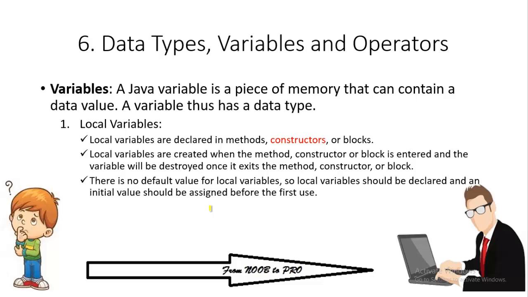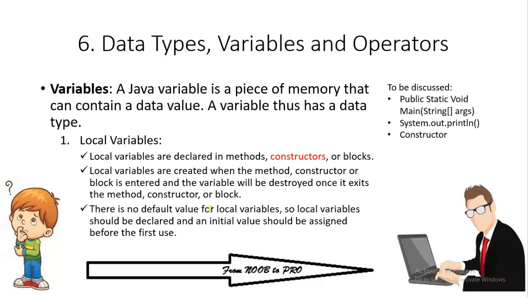Okay, so there are three types of variables which are used in a program. First is local variables. In a program, inside a method, inside a block, or inside a constructor, we use variables. For now, ignore constructors.